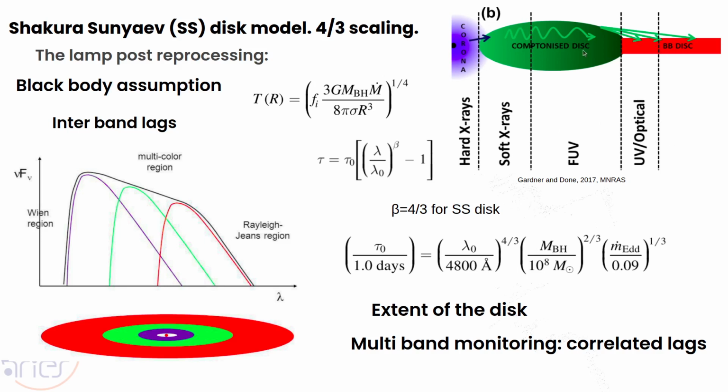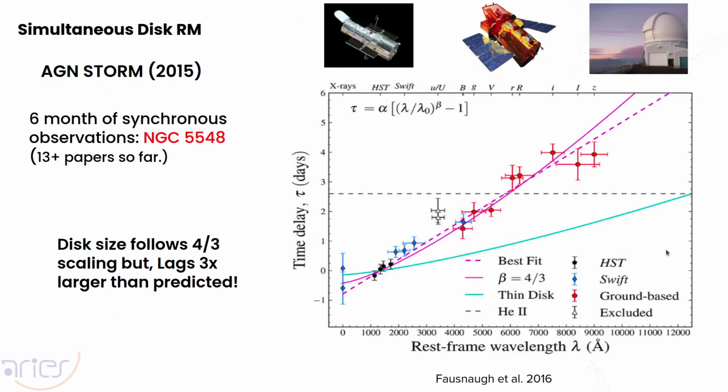So basically, if you observe your disk here, and then you observe your disk here, you will get some lag because of this disk reprocessing in time, and this lag can give you the extent of this thing. If you do multiple band monitoring, you will have correlated lags, and these lags can give you the size. Okay. So the first project where I applied this technique in detail was the AGN STORM project in 2015.